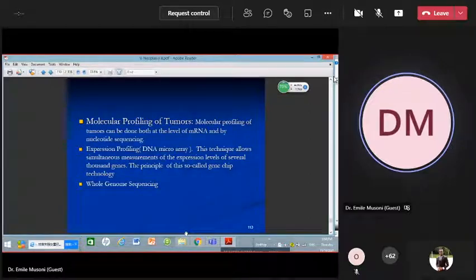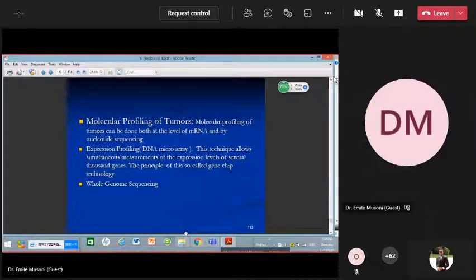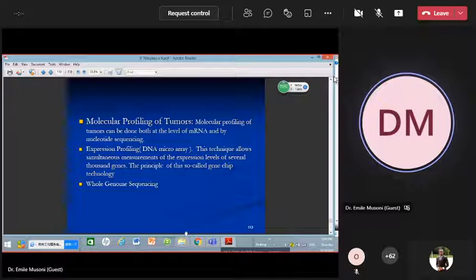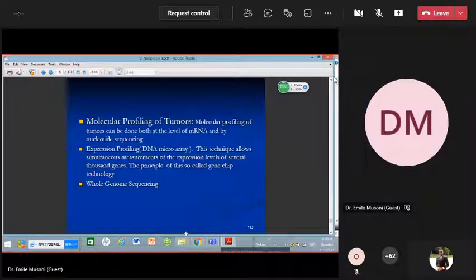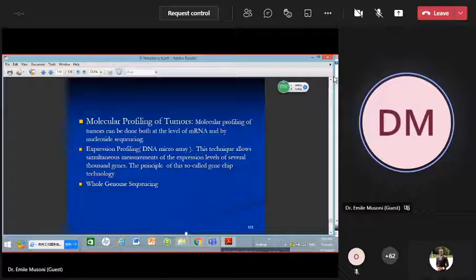Those are what we call molecular profiling of tumors, which can be done both at the level of messenger RNA and by nucleotide sequencing. So you can do genotyping and sequencing. Expression profiling of DNA and microRNA allows simultaneous measurement of expression levels of several thousand genes. The principle of this is the so-called gene chip.